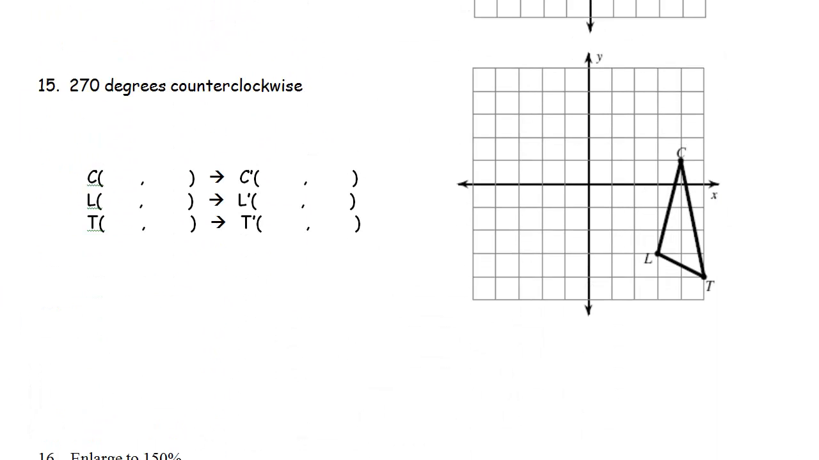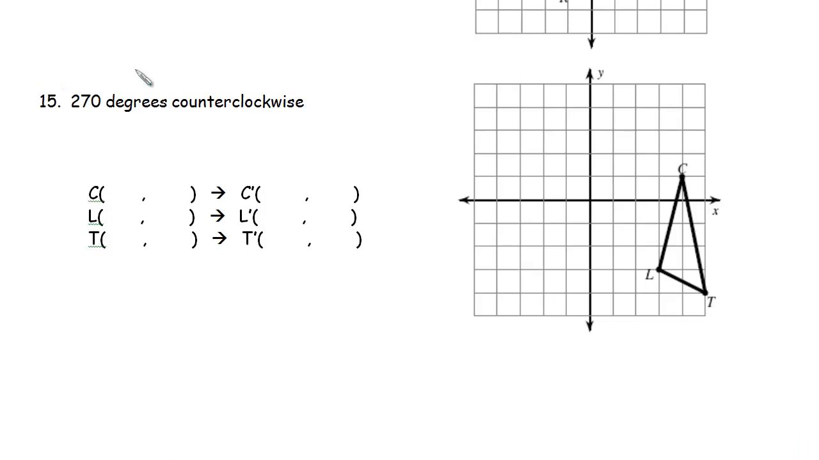And we'll go down here to 270. Very similar to the 90. When I go 270, my XY is going to become, they still flip, but now I change the sign of the follower. And we'll get these coordinates. So C is 4, 1. L is 3, negative 3. And T is 1, 2, 3, 4, 5, 5, negative 4.